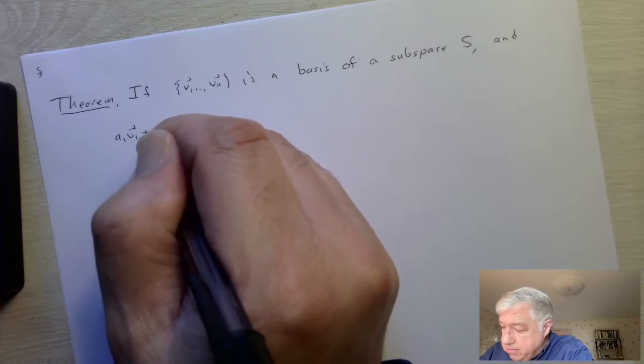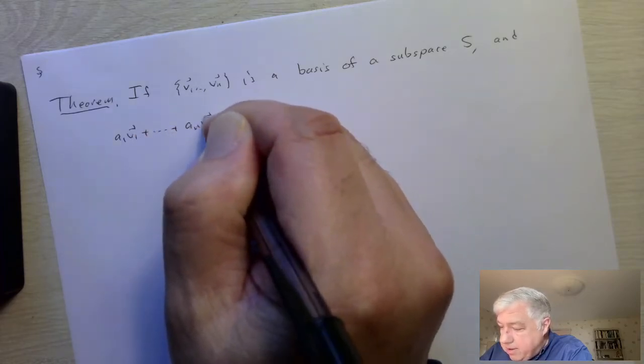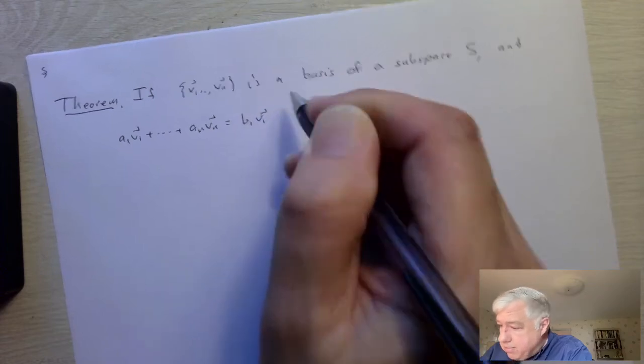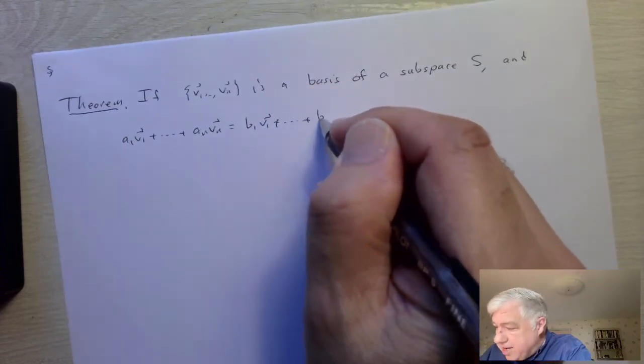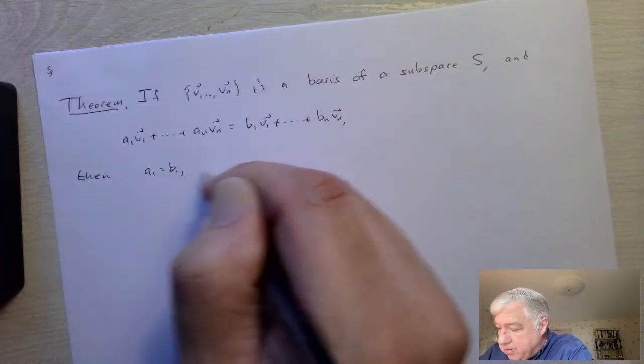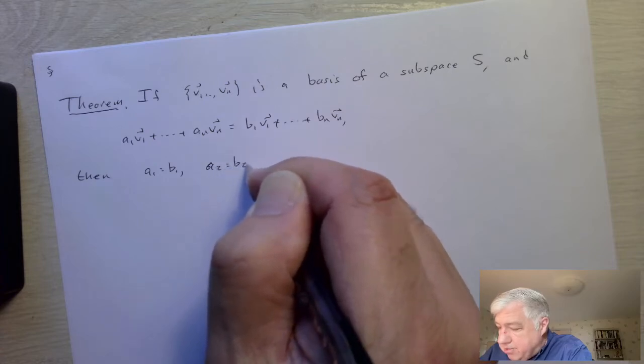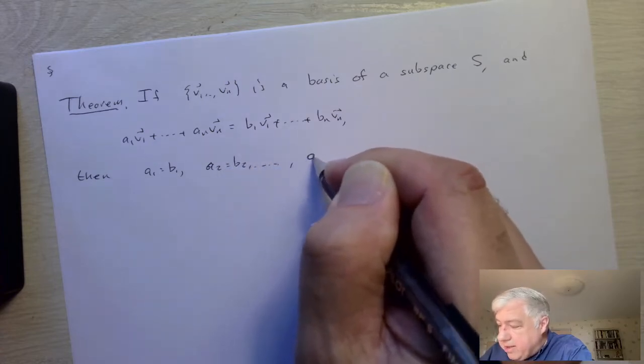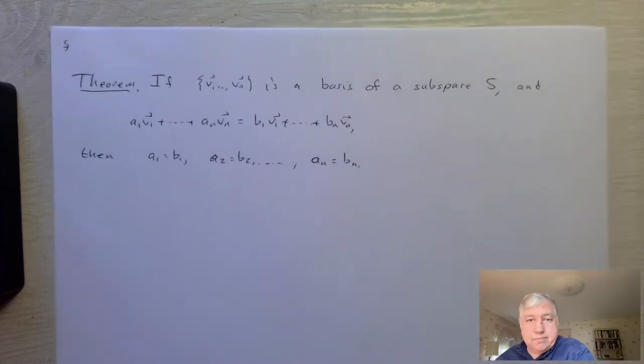A1 V1 plus dot dot dot plus An Vn is equal to B1 V1 plus dot dot dot plus Bn Vn, then A1 equals B1, A2 equals B2, and so on to An equals Bn. Okay. So the scalars used, there's only one. Once you fix a basis, there's only one linear combination. There's only one way to represent a vector in that subspace in terms of that particular basis.